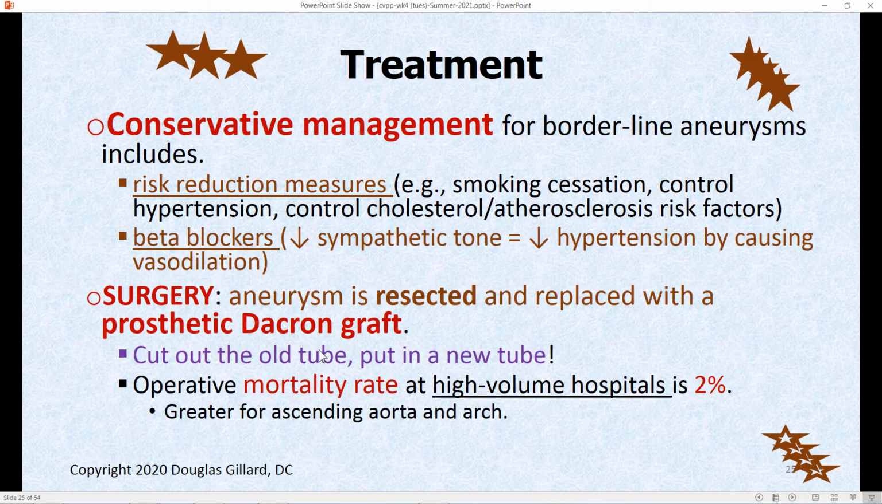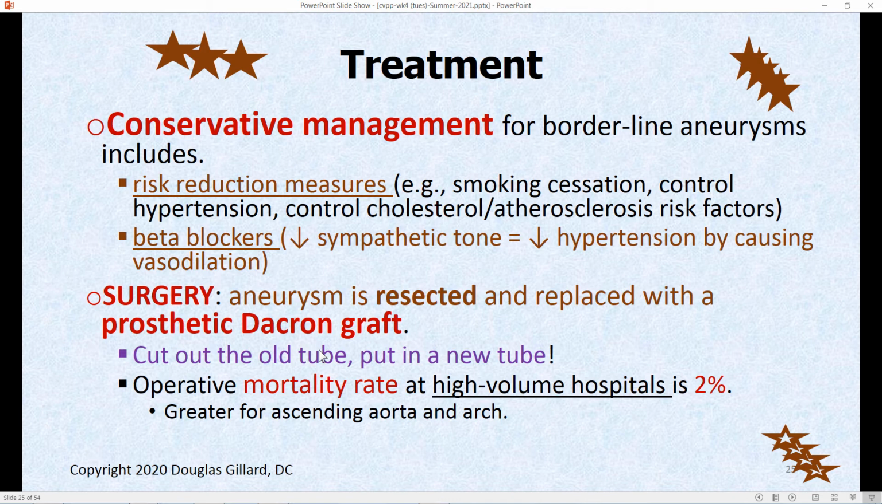Conservative management: you could treat it conservatively as long as it's not too big. You want to do things that decrease your blood pressure, and try to stop smoking. Keeping your diabetes controlled would probably help it, but stop smoking, control the hypertension, control the cholesterol.